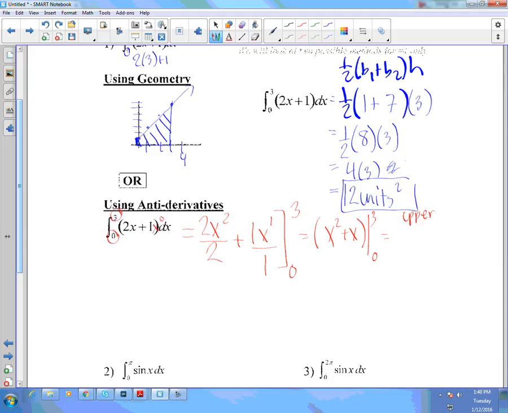So we have bounds, so we're going to plug in the upper, which is 3 squared plus 3. Subtract the lower bound. The lower bound has the brackets around it, so we have to subtract everything: 1 squared plus 1. Does that make sense? Okay, 3 squared is 9 plus 3 is 12. Minus 1 squared is 1 plus 1 is 2.